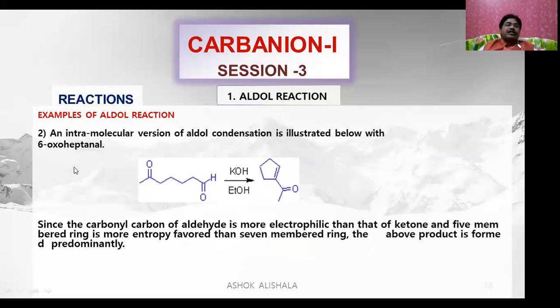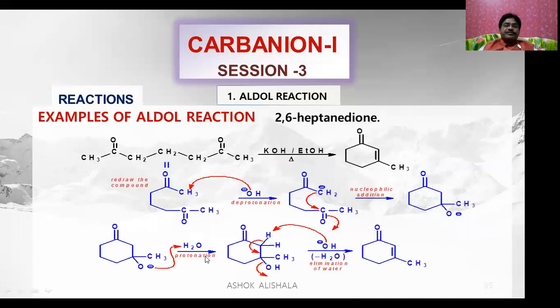Now let us see some other example. An intramolecular version of aldol condensation is illustrated below with 6-oxoheptanal in the presence of potassium hydroxide. Internal aldol condensation takes place, and you will get an alpha,beta-unsaturated carbonyl compound. Since the carbonyl carbon of the aldehyde is more electrophilic than that of the ketone, and a 5-membered ring is more entropy favored than a 7-membered ring, the above product is formed predominantly.